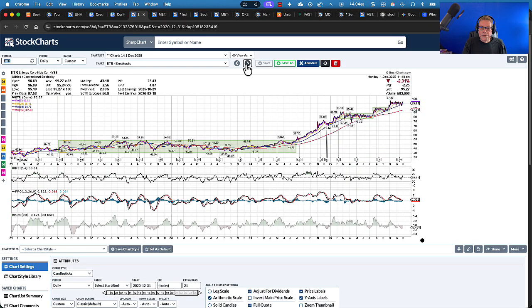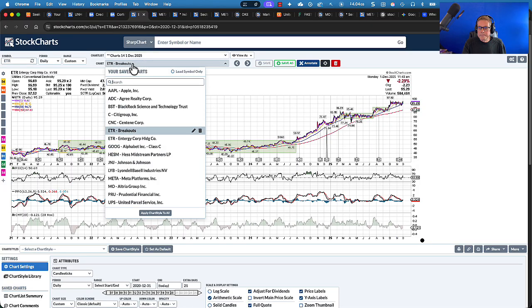ETR, which is Entergy, my utility provider. I'm showing this pretty long chart that goes back to the beginning of 2021, where it traded sideways for a period of time. The AI trade came into place and it really accelerated. It traded sideways, consolidated for a while, broke out once more, then traded sideways, and we had one additional breakout.